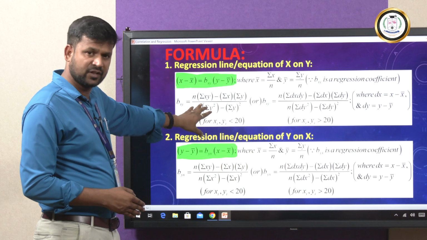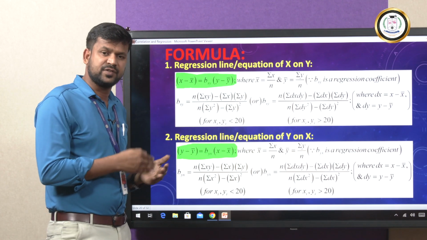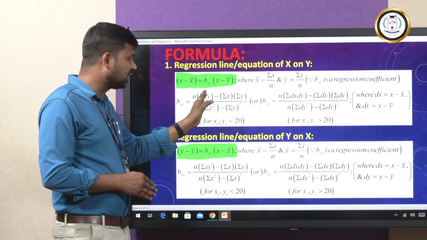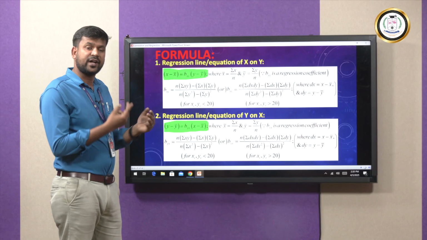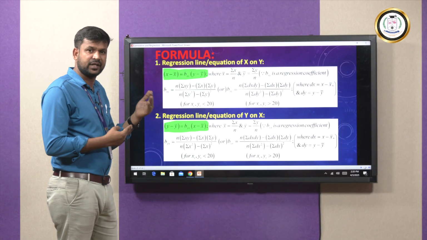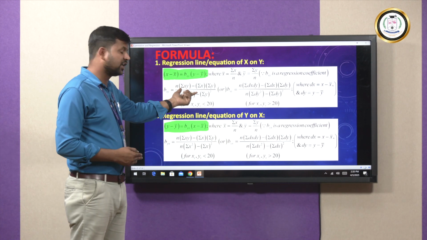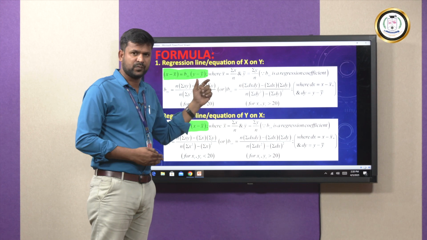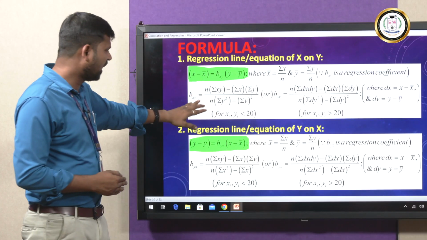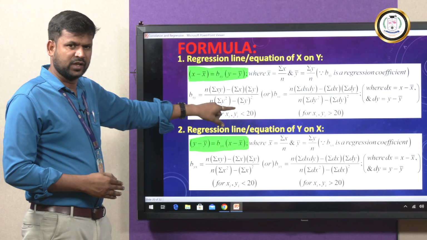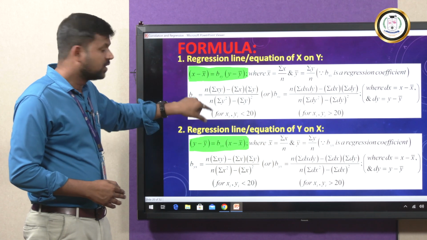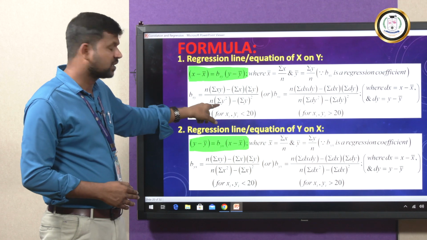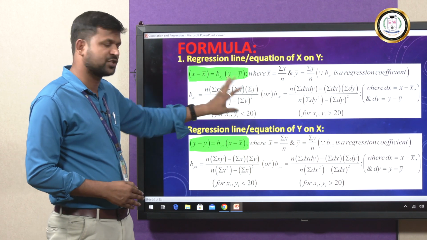So bxy has the formula I already told you, which is similar to correlation. The correlation formula will be modified just like this. Here also we have two options. One is when the data are less than 20, we can use this formula. If the data are more than 20, we use the deviation formula, just a small difference. The change is in the denominator only. If it is bxy, then y will be the only dominating denominator term: n summation y square minus summation y the whole square.